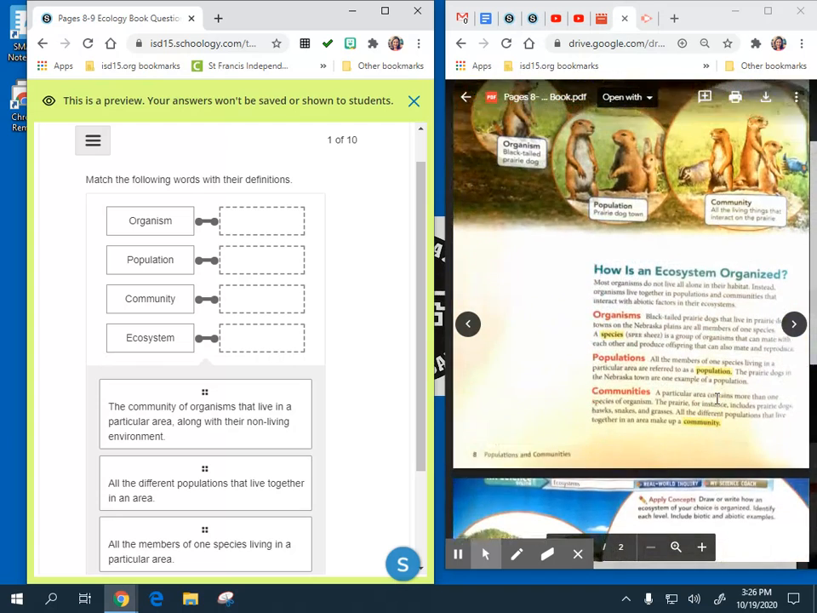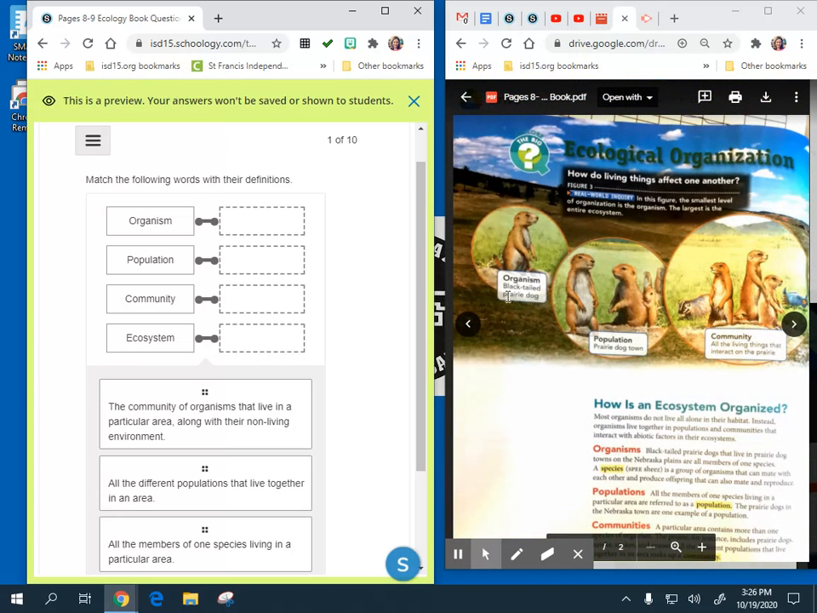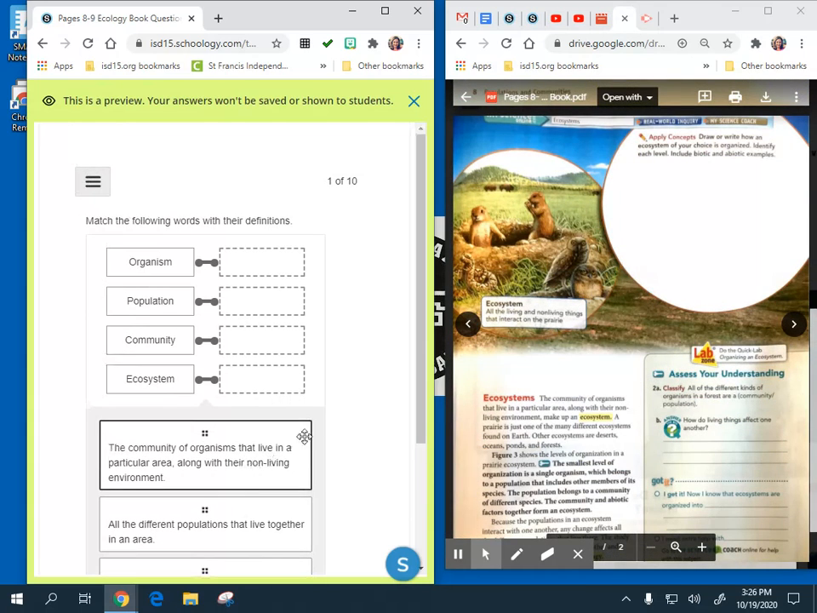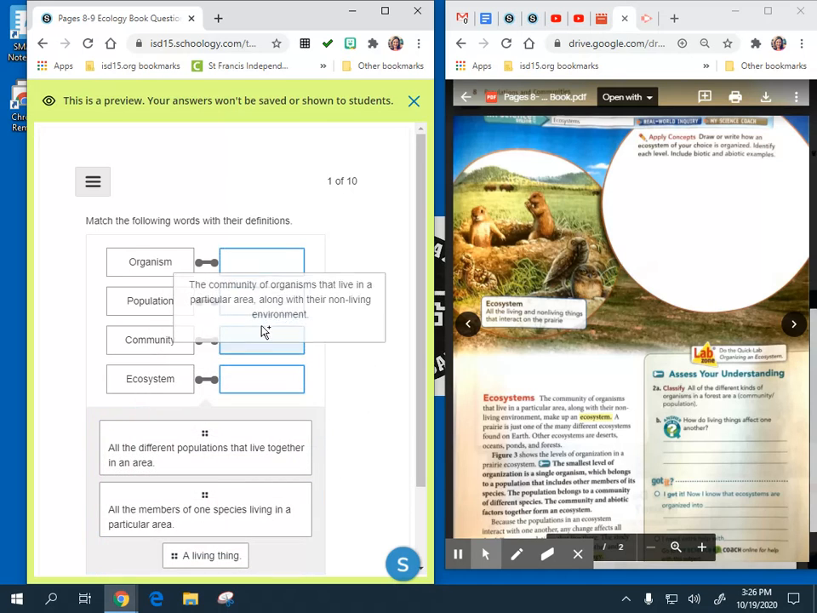So if you go back to the book pages, an organism is one, a population is a bunch of the same, and a community is a bunch of different populations together. An ecosystem is the community plus the abiotic factors that affect them. So the community of organisms that live in a particular area along with their non-living environment. So you're going to take that and drop it.